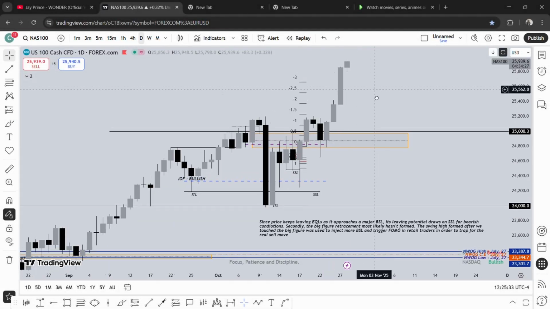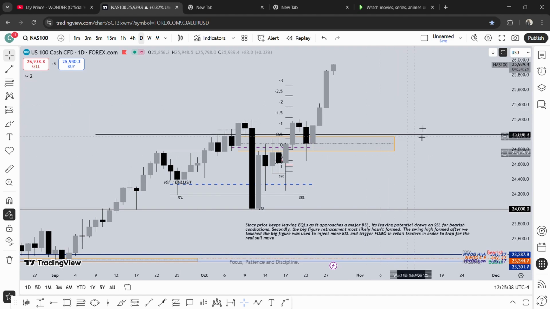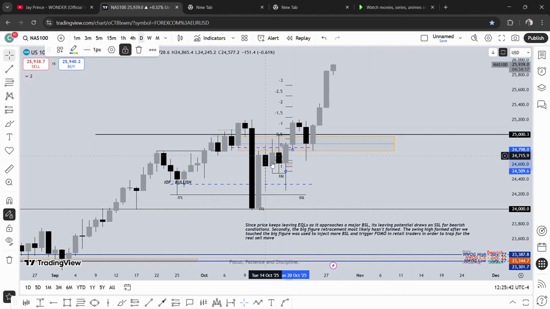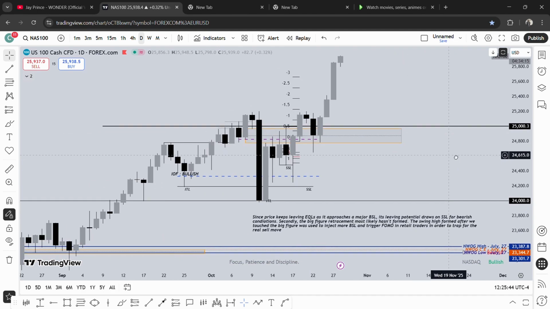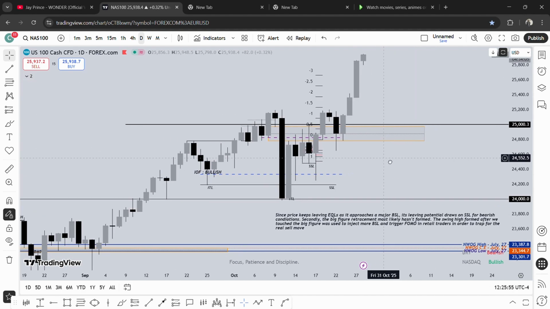Today we are going to break down a trade I took for Nasdaq. This was actually a trade I took about 5 or 4 days ago, and I managed to close it yesterday. It's currently the 28th of October 2025. So yeah, let's get into it.